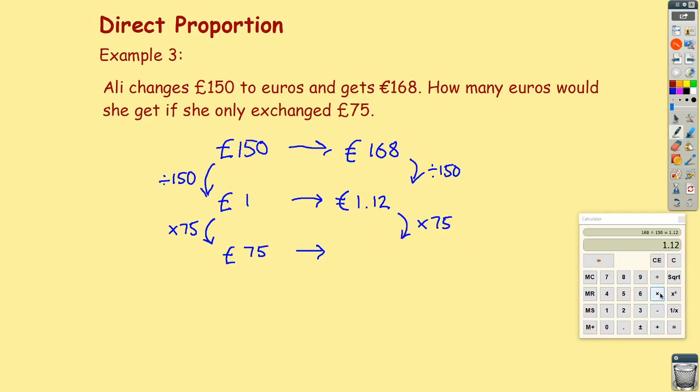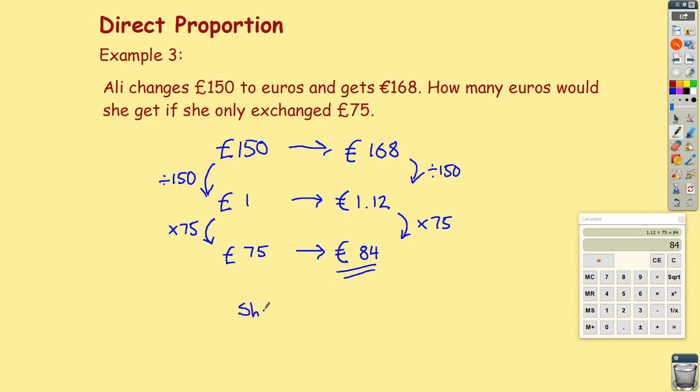And all we need to do on the calculator is just multiply that 1.12 by 75, and it should tell us that she would have got 84 euros if that's all she'd exchanged. And again, that's fine as your final answer. You could write a wee sentence to show you know what's going on.